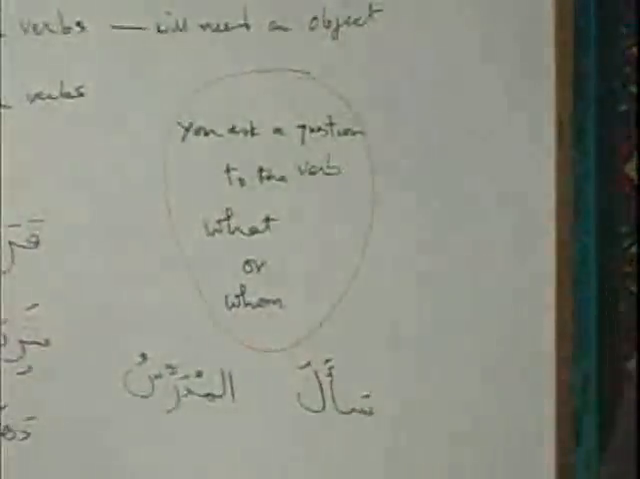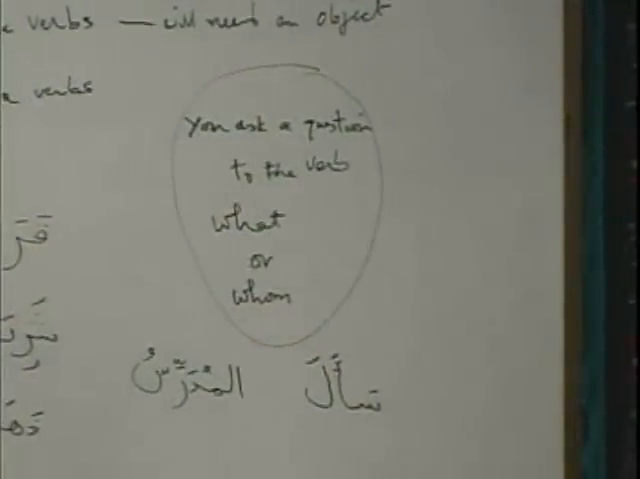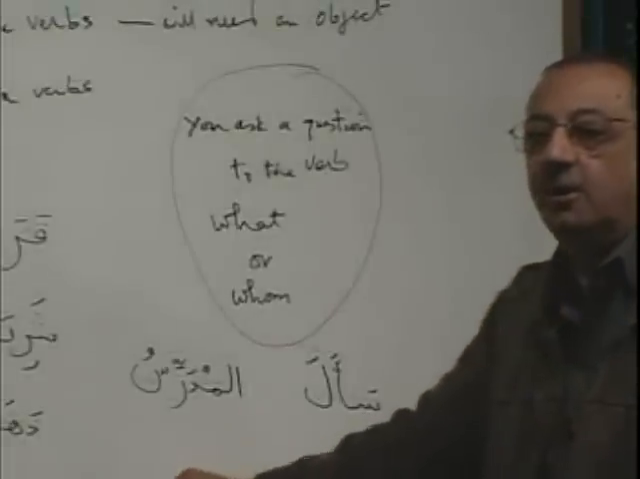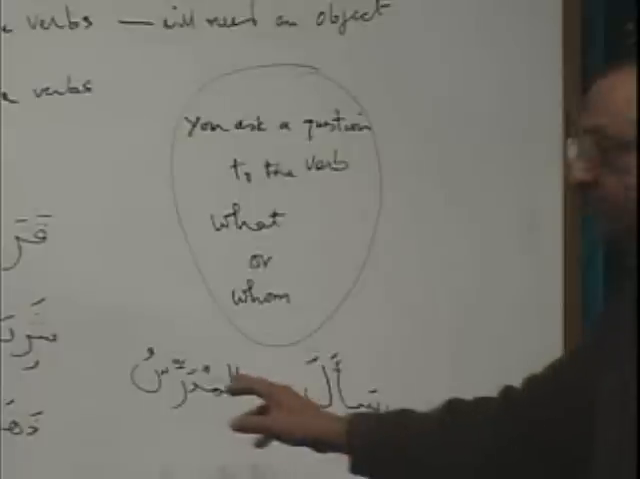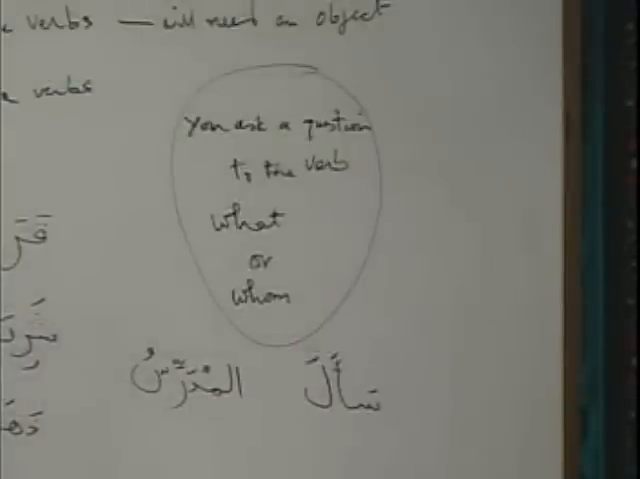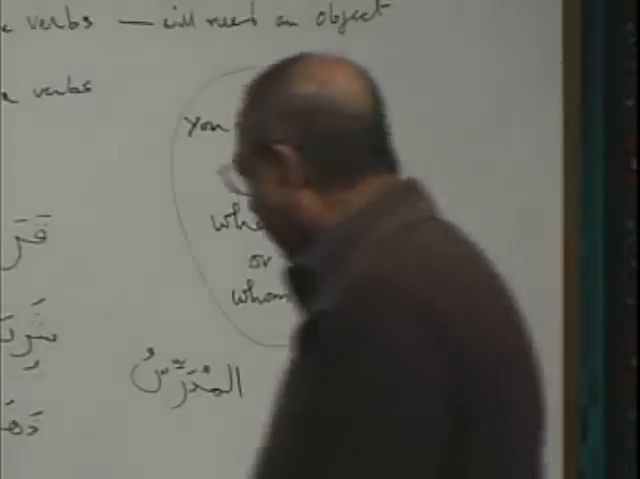What do you have to say? You have to ask, what or whom? Okay? So here you say, the teacher asked. Asked whom? Or asked what? So then definitely the teacher is going to ask some individual. He is not going to ask a chair or a table, but he is going to ask some individual. So Sa'ala al-mudarrisu, and if I say it was Hamid who was asked, so what will you say? Sa'ala al-mudarrisu Hamidan. Are you with me? I will write it down here, Hamidan.